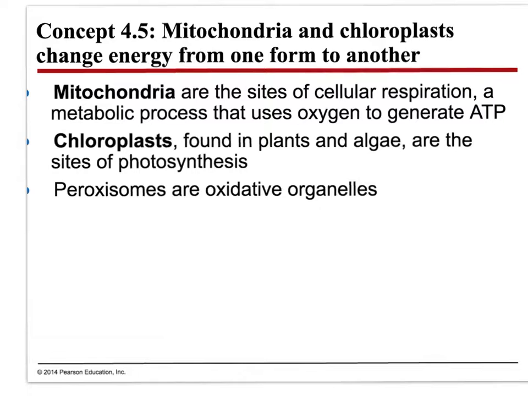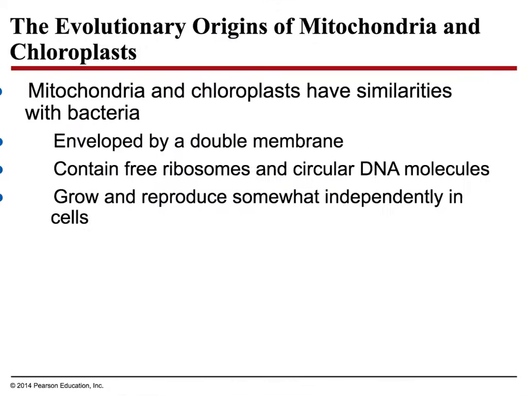And chloroplasts transform light energy and store it as chemical energy in the form of glucose, in the form of sugar. Chloroplasts are found in plants and algae, another site of photosynthesis. One other important thing is a peroxisome. A peroxisome is like a vacuole, a compartment within the cell that is important for oxidation. It's an oxidative organelle, which means it breaks down free oxygen species that would otherwise cause problems in the cell. Okay, so we'll go through those.